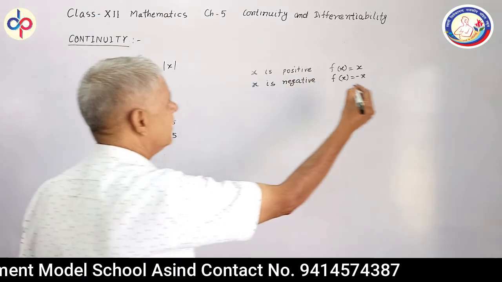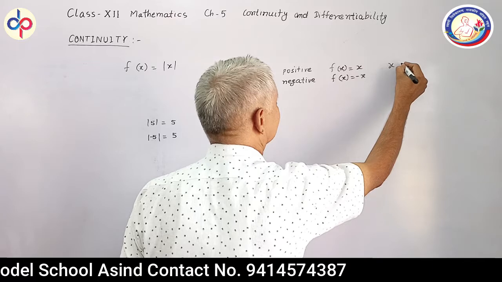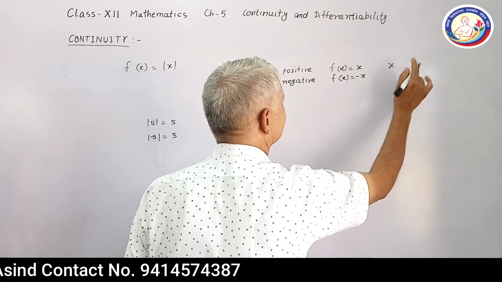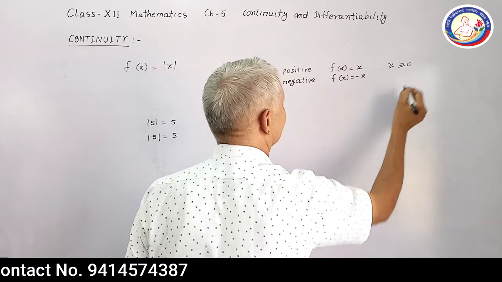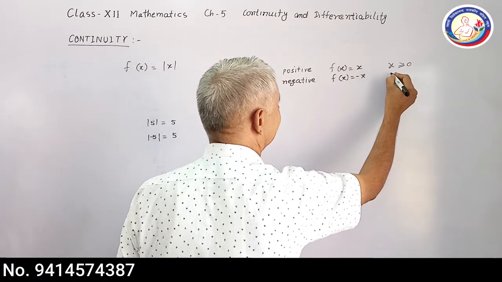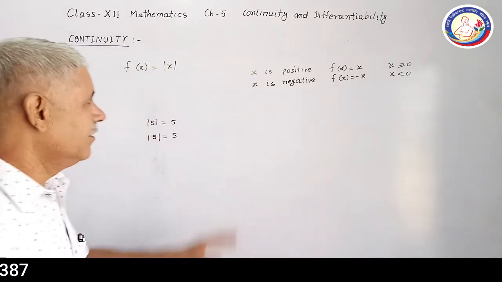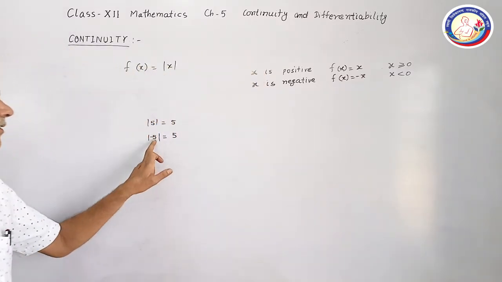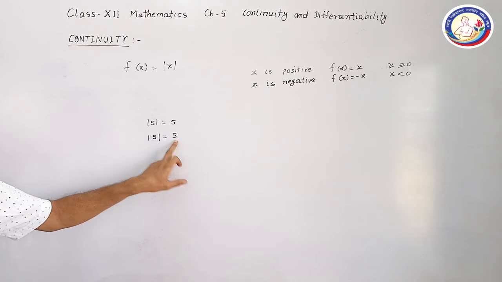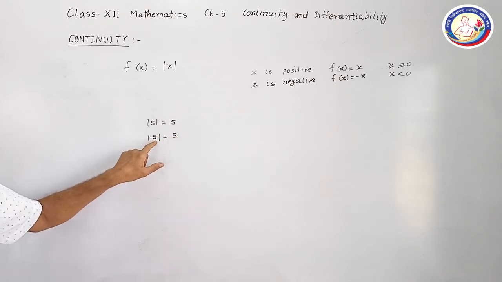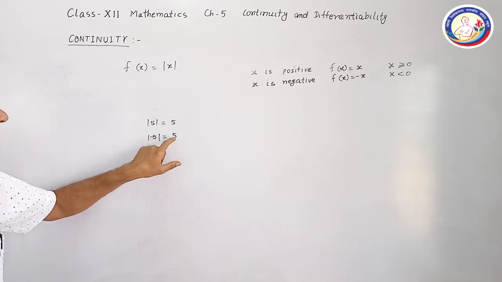Or we can say here, x is greater than or equal to 0, and if x is less than 0, this will be the value. So if x itself has a negative sign, then the value will be positive. And if x is positive, the value will be positive. If x is negative, then its modulus or absolute value will be positive.